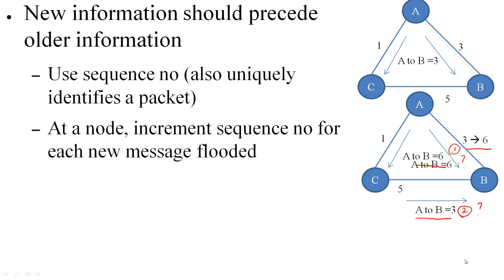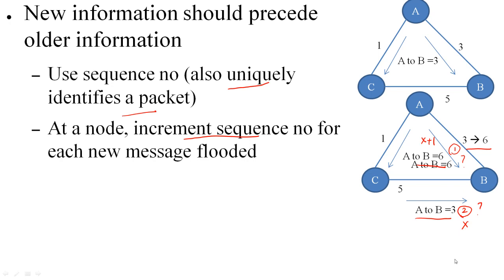Again, the solution is not difficult. One can use sequence numbers, and these sequence numbers also uniquely identify the packet. This is with reference to the previous problem where I mentioned you need a unique ID for a packet to detect duplicates. So the sequence number can act as that as well. And what happens is that each node, when it sends new information, is going to increment the sequence number. That way, in this particular case, this message is going to have, let's say, sequence number X plus 1, whereas this will have X. So B knows to act on this and discard this particular message.